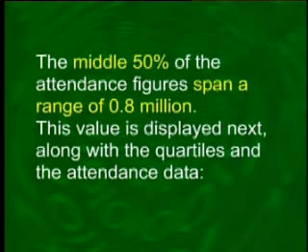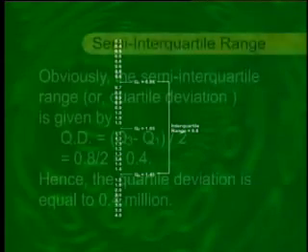This value is displayed along with the quartiles and the attendance data in the slide that you now have on the screen. इससे आपको ये आइडिया हो गया होगा कि इंटरक्वार्टाइल रेंज दरमियान वाली 50% वैल्यूज को कवर करती है.